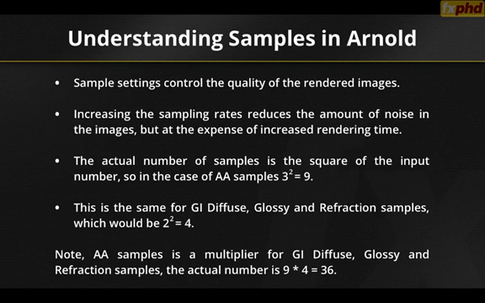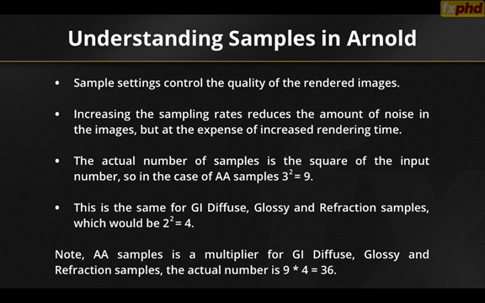And the actual number of samples is the square of the number that you type in. So if you go to AA samples and you type in a number of 3, that's actually 3 squared, so you're actually producing 9, okay? That's really important to remember, because you can start cranking up your sliders to like 7, 10, 12, thinking that's quite low if you're coming from, say, a V-Ray background. But all of those numbers are being squared, and so you're very quickly making some pretty high sample values. And this would be the same for things like GI diffuse, glossy, and refraction. So a sample of 2 would actually give you 4 because it's squared.